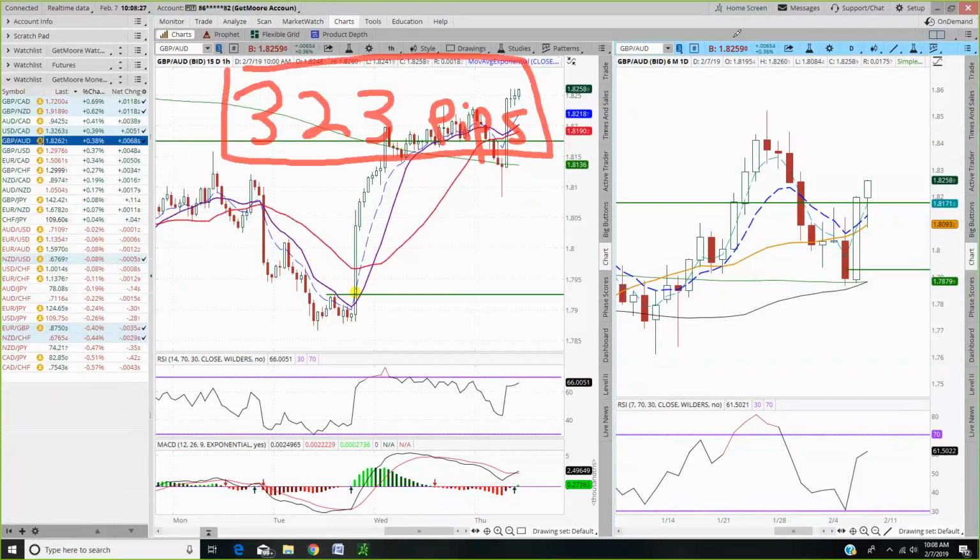We're not done. Look at this. Does that look like it's slowing down anytime soon? It might. But guess what? This just might go all the way back up to here. And if it does, we might get another 200 pips. We might end up making about 600 pips on this chart. How we doing?